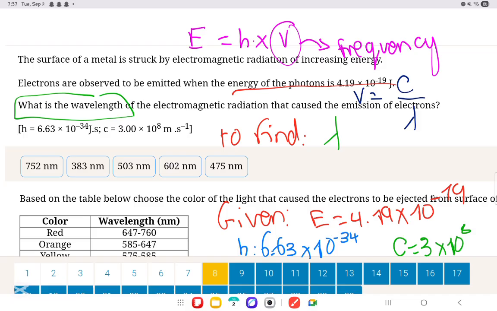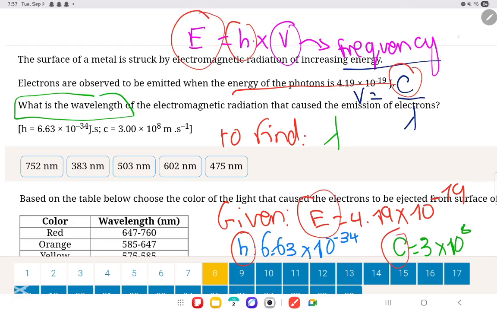So, again, energy is equal to Planck's constant times V, which is the frequency, and then V, the frequency, is equal to the speed of light in vacuum over the wavelength. So how can we find the wavelength using these two equations? Well, very simply, let's see what we have. H is given to us. We have E is given to us. And we have C is given to us.